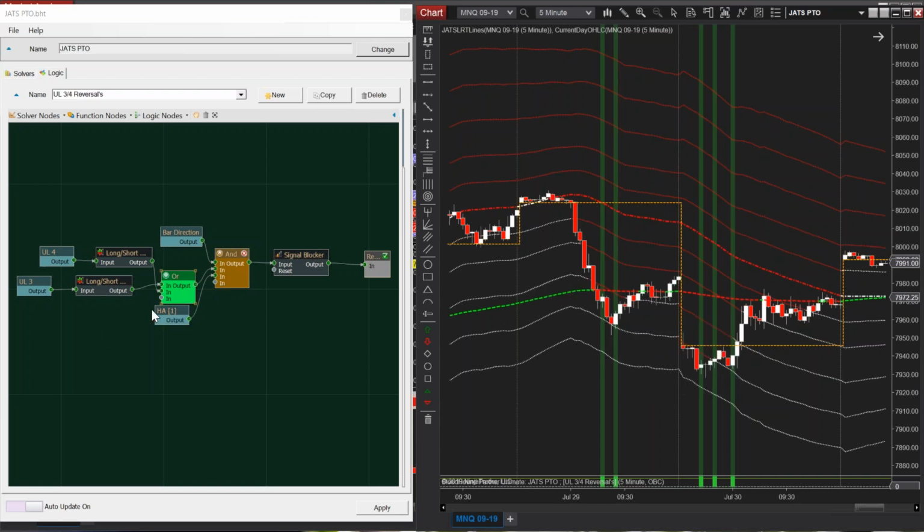So anyway, I'll show my members how to use Bloodhound to create the super simple entry logic for entering at extremes and help you better position for your trading day.